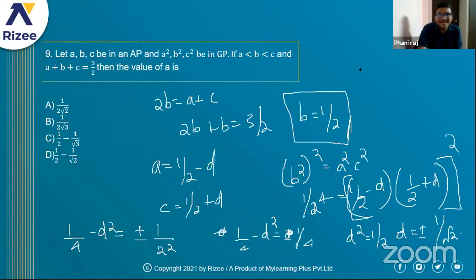Now you need to find the value of A. A is B minus D. Oh, A equal to half minus D, sorry. So A equal to half minus D. So it's half minus 1/√2, because half minus D equal to this thing.